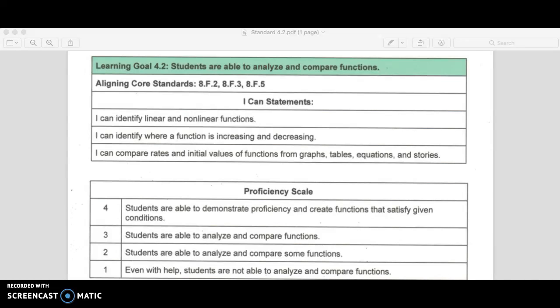Learning goal for 4.2: students are able to analyze and compare functions. The aligning Core standards are 8th grade math, functions, standard 2, standard 3, and standard 5.